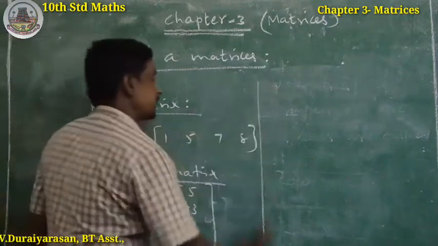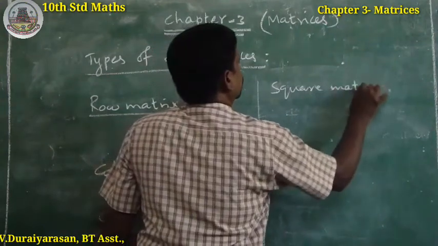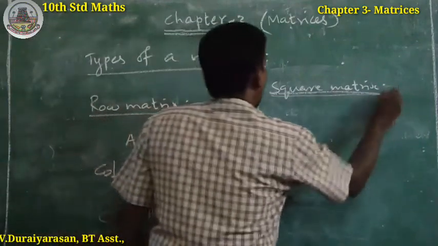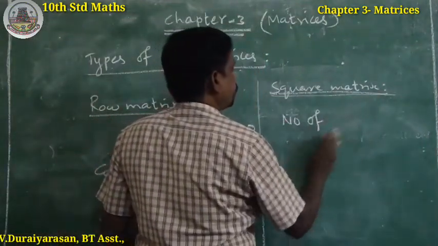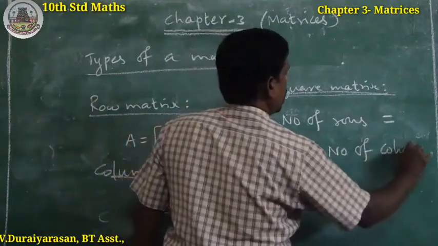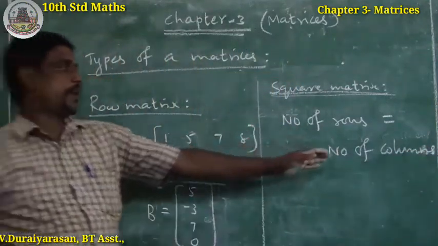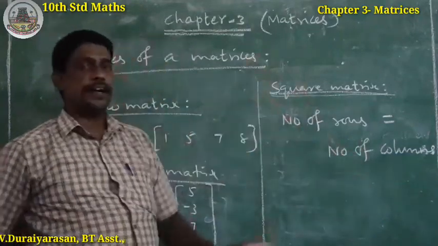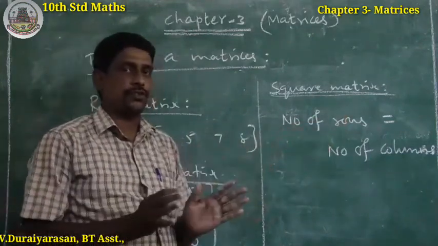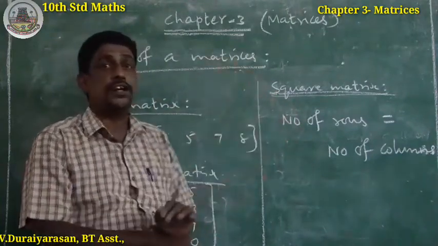Okay. Next, square matrix. If the number of rows is equal to the number of columns, then this type of matrix is called a square matrix. Rows equal to columns: this type of matrix is called a square matrix.